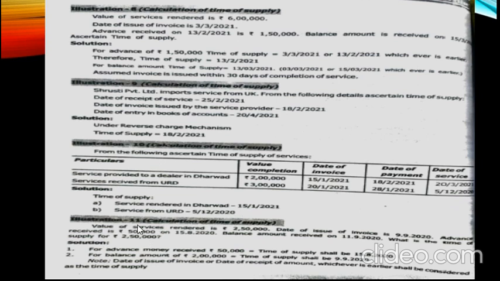So next, illustration 11. Value of services rendered is rupees 2,50,000. Date of issue of invoice is 9th September 2020. Then advance received is 50,000 on 15th August 2020. So advance was received before the date of invoice. Balance amount was received on 11th September 2020. What is the time of supply?